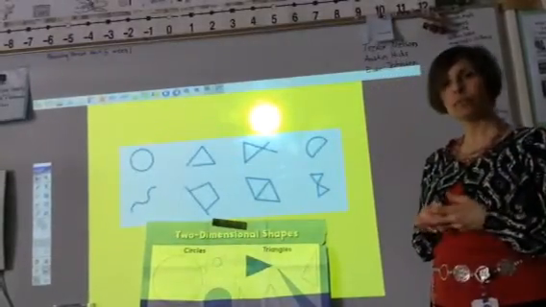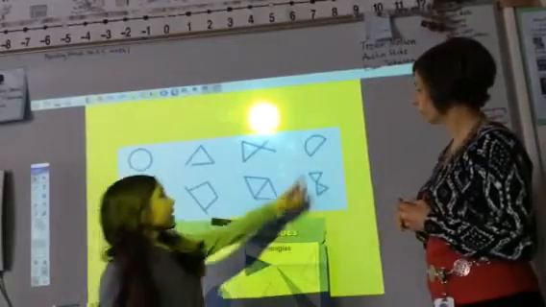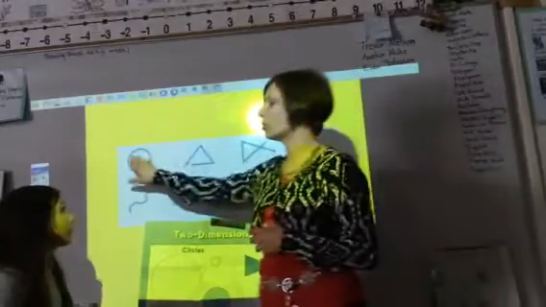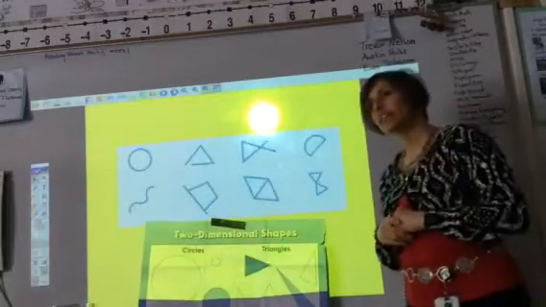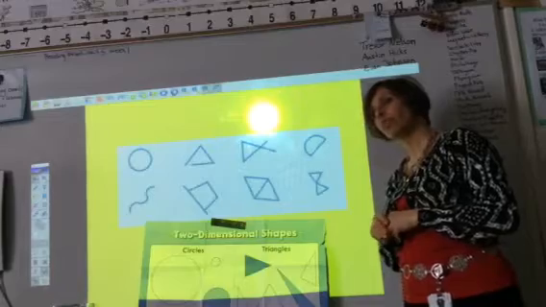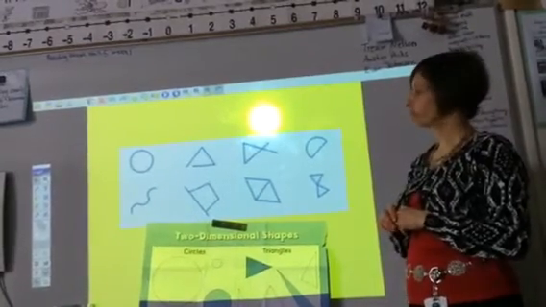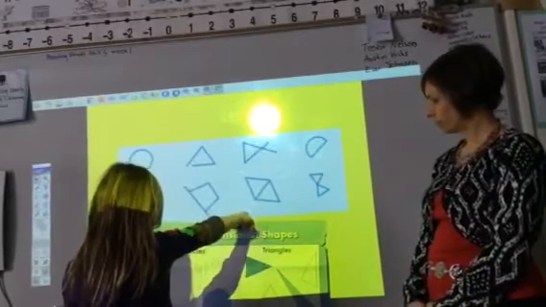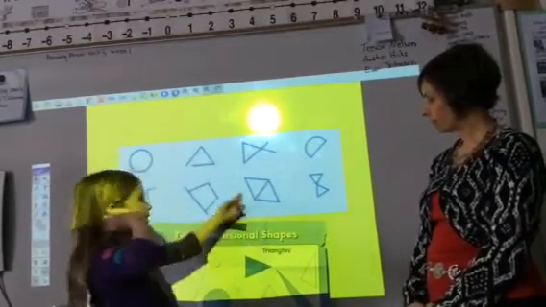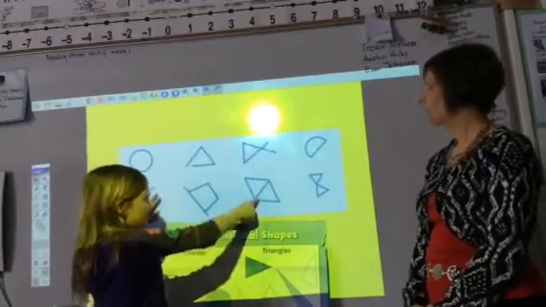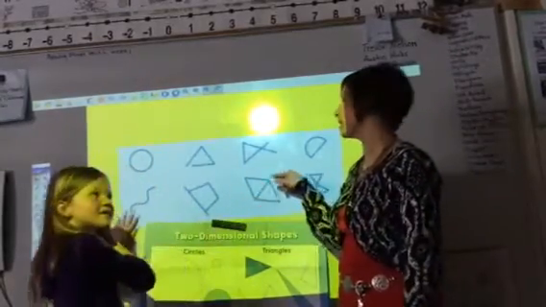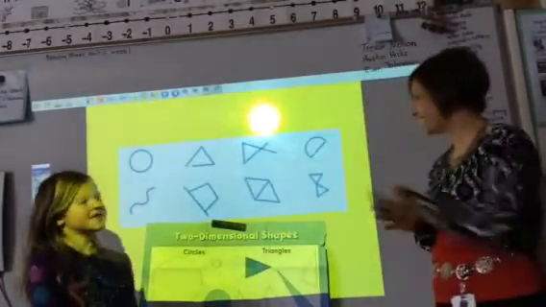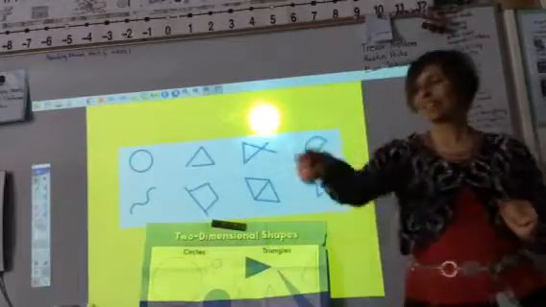Can I come up? Yep. Ah, so we have a half circle and a full circle. She's saying that's called a semicircle. Yeah, semicircle. Okay, this is a quadrilateral because it has 4 sides. Nice job. High five. That was sweet. Tell me something else.